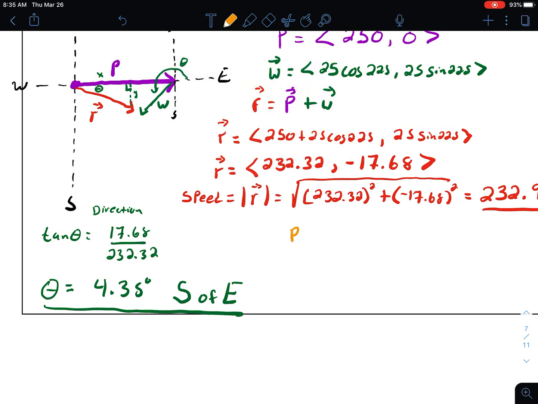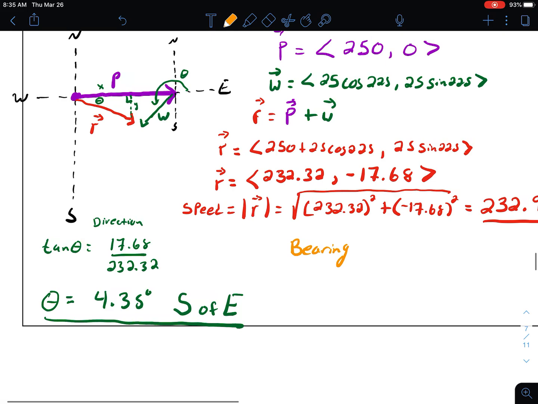I could also convert this into a bearing if I wanted to. Some people like the bearing measures. So bearing, remember, is clockwise off due north. So I'd start at due north, go in the clockwise direction for my bearing. So that would be 90 degrees plus theta, so 94.35 degrees.